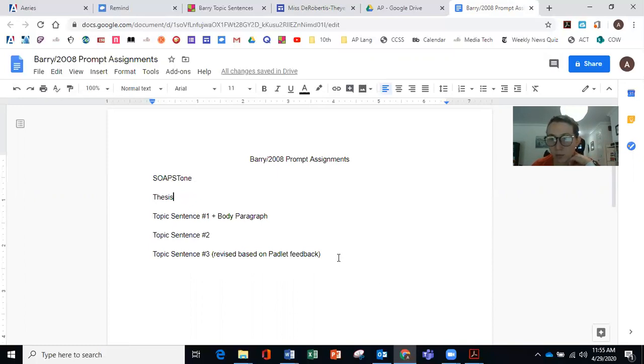So then what you will need to do by, I'm hoping, Friday, is turn your SOAPSTONE and your thesis into your intro paragraph. Again, you do not necessarily need to include every element of your SOAPSTONE in your intro paragraph. I would definitely do purpose, probably occasion, probably speaker. But again, every element of SOAPSTONE is not always going to be super important.